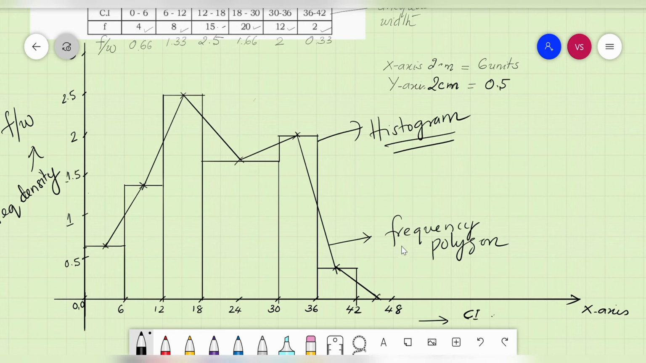Understand, students, one explanation I need to give you. If you join these points with straight lines, as I have done, they form a frequency polygon. If you do it with a freehand curve when we join these points, then that would be called a frequency curve. If you join all the points with straight lines, it is a frequency polygon. If you join the points, not necessarily all, but some of the points, with a freehand curve, then we call that a frequency curve.